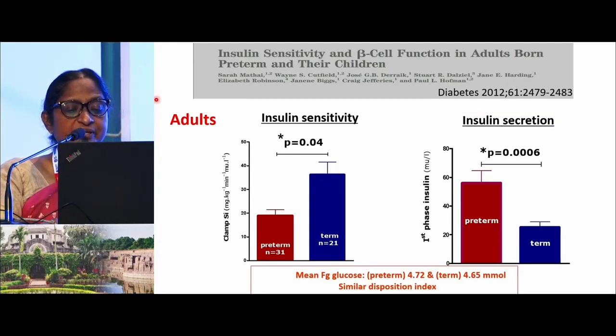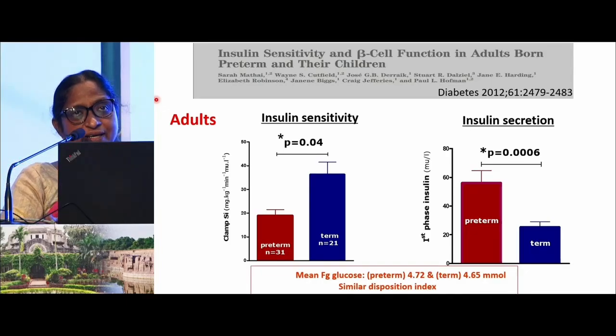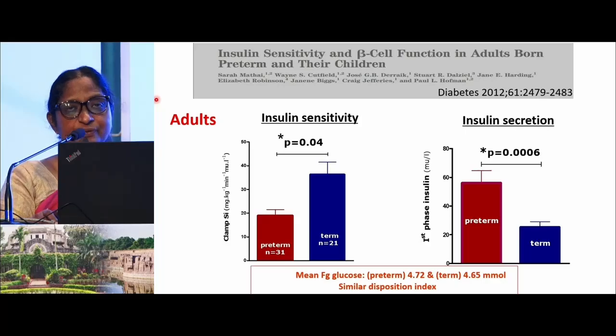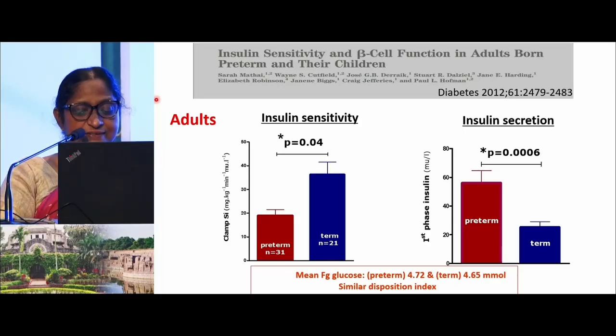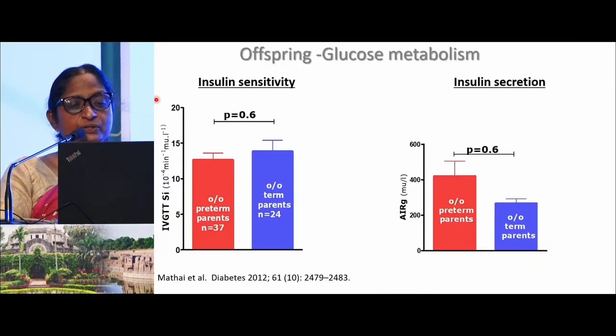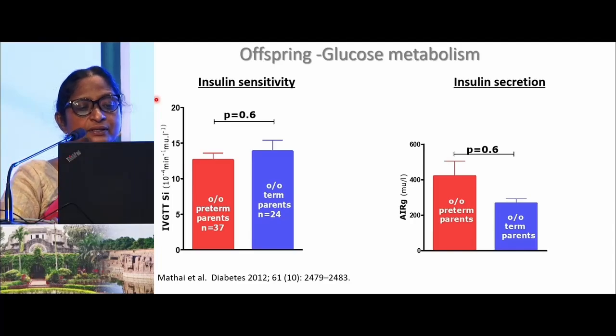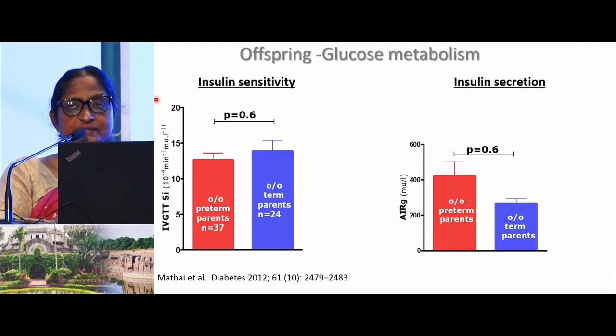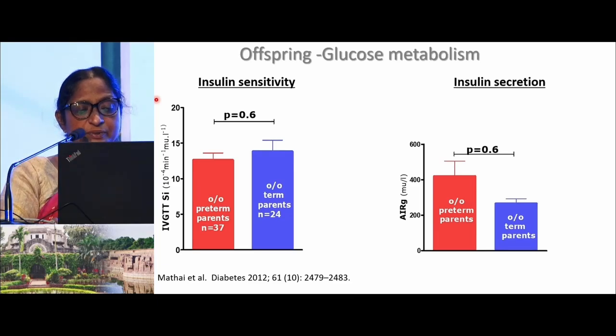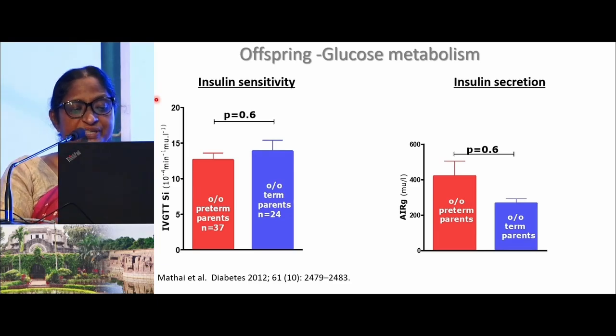They also had a similar disposition index, an indirect measure of the ability of the pancreas to compensate for reduced insulin sensitivity. Moving on to the children's data, on the left-hand side is the insulin sensitivity, and the right-hand side is insulin secretion. We can see that the children born of preterm parents had similar insulin sensitivity and secretion as those compared to the offspring of term parents.